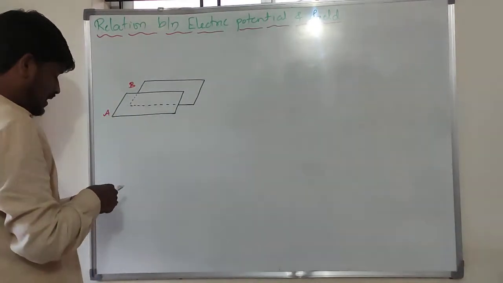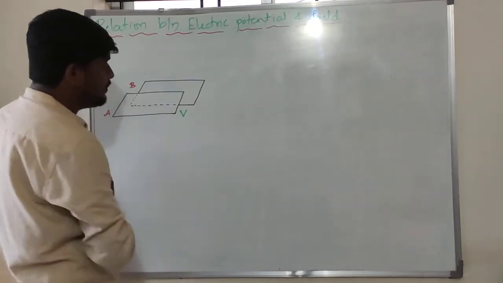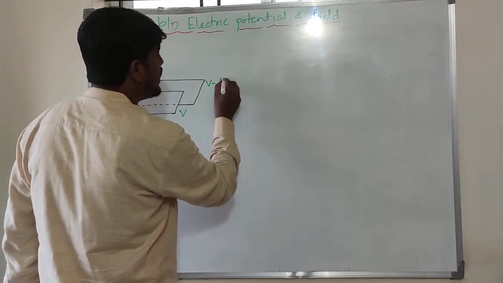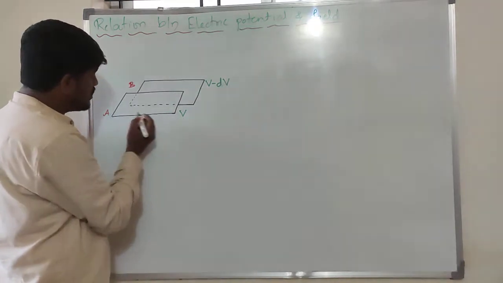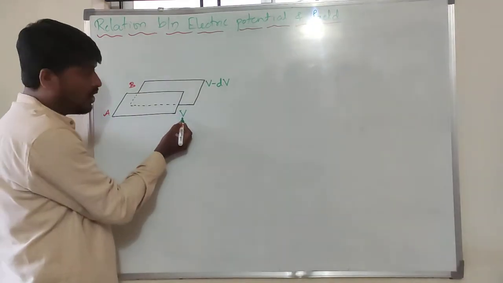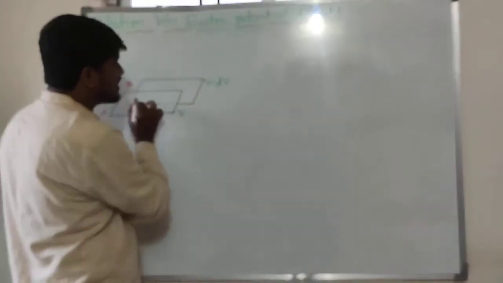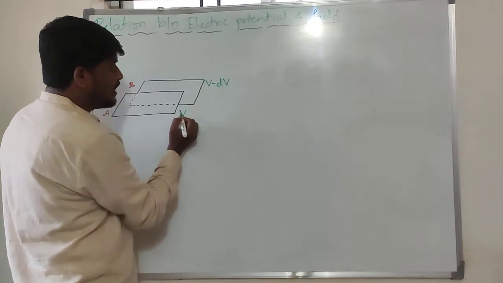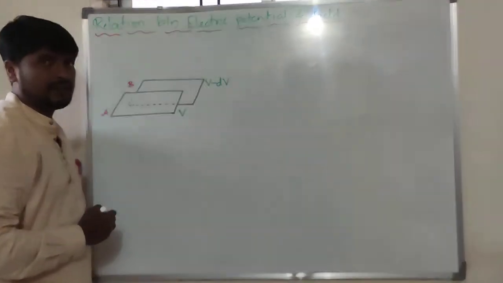Then the surface A is maintained at the potential value of V, and surface B should be maintained at the potential of V minus dV. What is the meaning of this? Look at this. Suppose the potential value on the surface A is 2 volt. The potential value on the surface B must be less than 2 volt, say 1.9. That means it is V, then it is less than V. That is why I have written V minus dV.